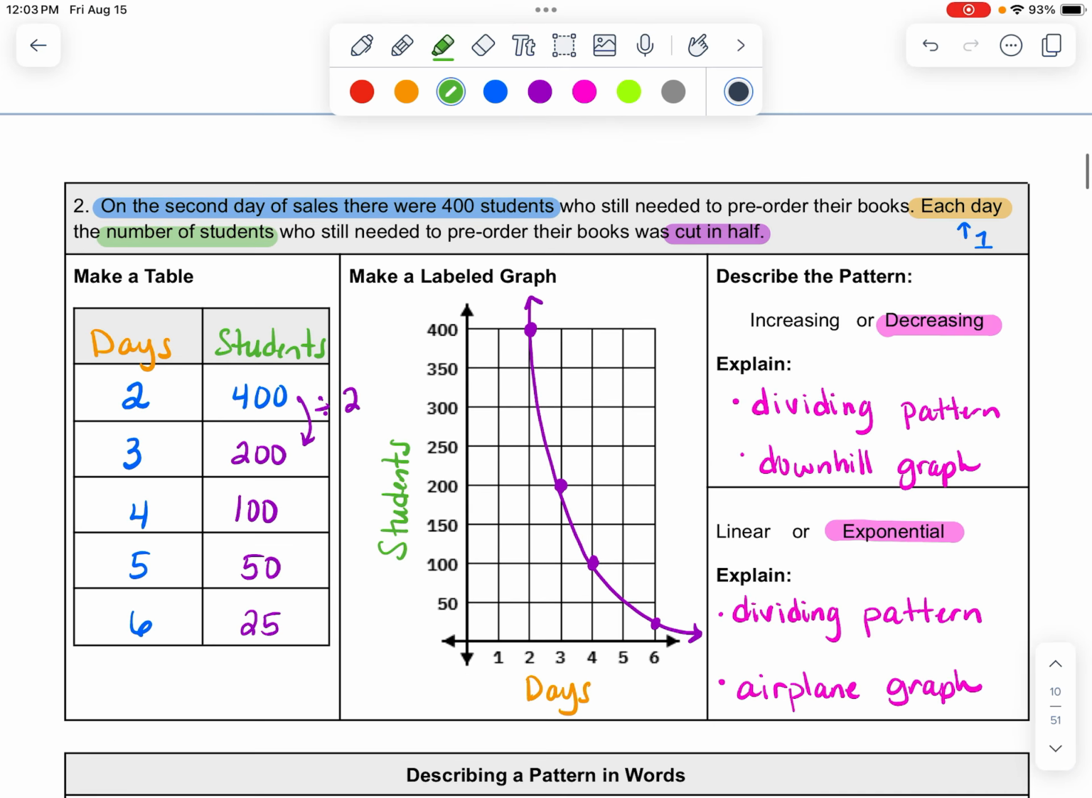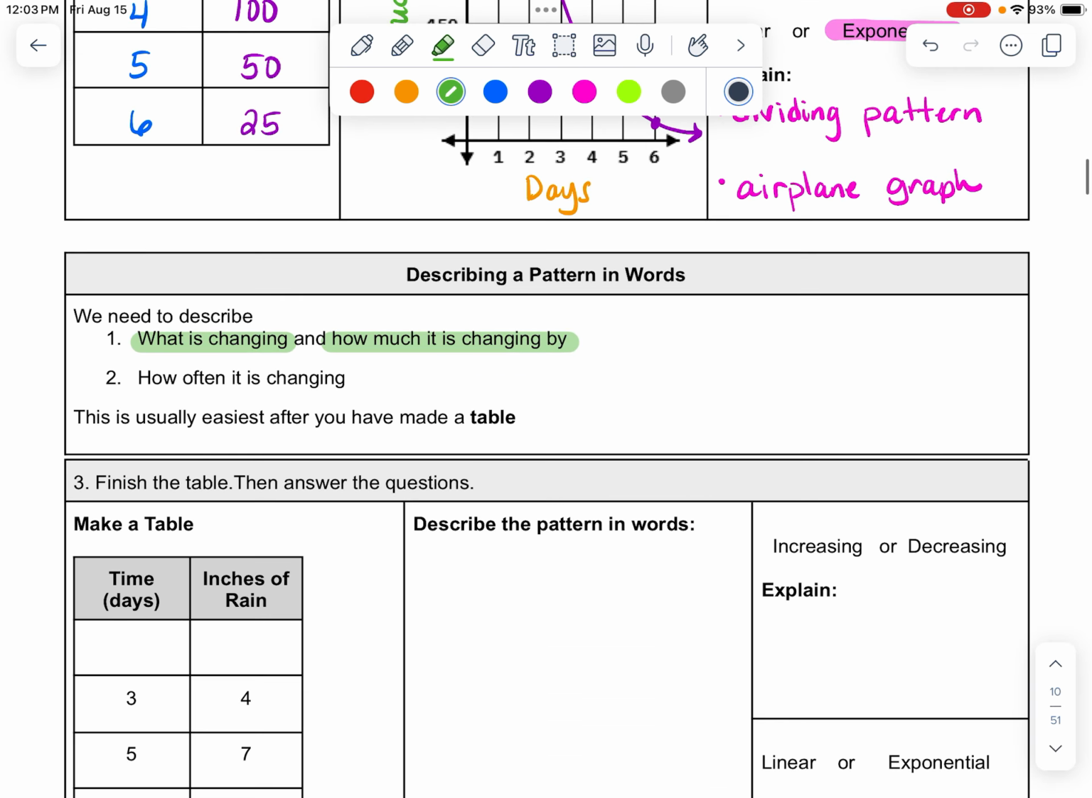An example would be like here where it said each day the number of students who still need to pre-order their books was cut in half. You also need to tell me how often it is changing. So each day, each hour, you're going to have to use a word like each or every or per in order to tell me how often it's changing. It's usually easiest to do this step where you describe the pattern after you look at the table.